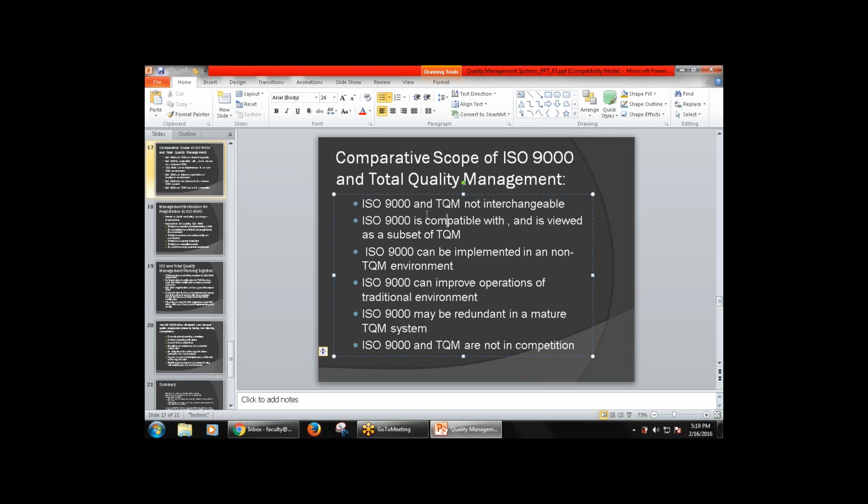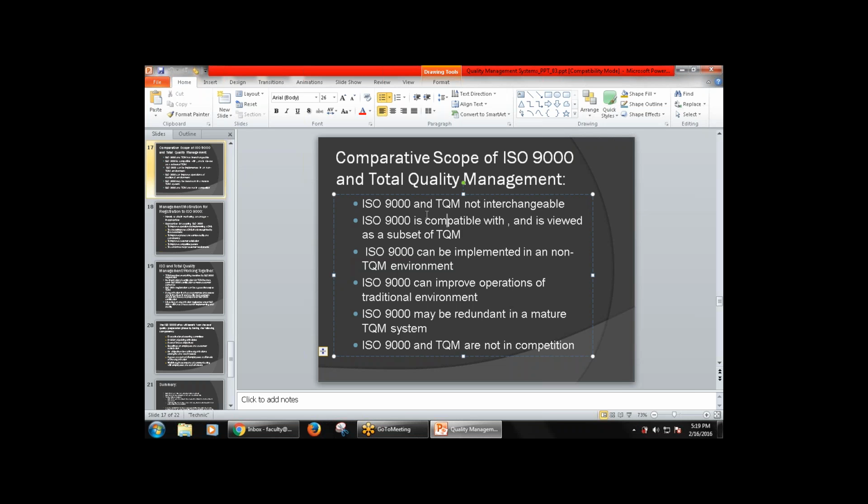That means the ISO 9000 standard is a subset of TQM. ISO 9000 can also be implemented in a TQM environment, and it can improve the operations of the traditional environment.